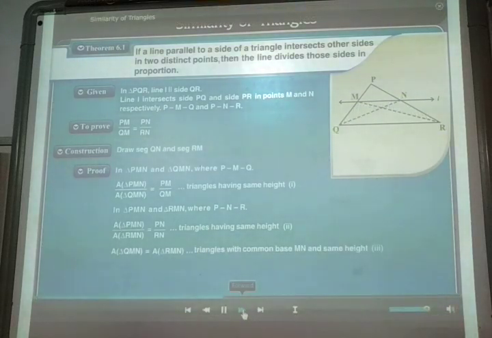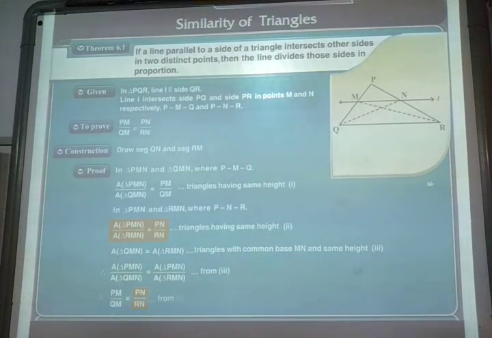Thus, we can say the area of triangle PMN upon the area of triangle QMN is equal to the area of triangle PMN upon the area of triangle RMN, so PM upon QM is equal to PN upon RN. Hence, the theorem is proved.